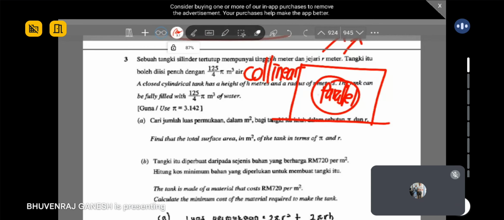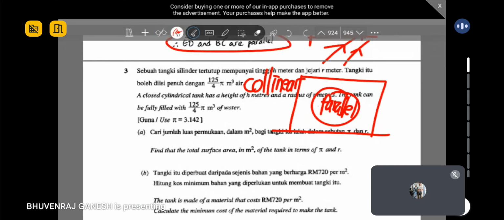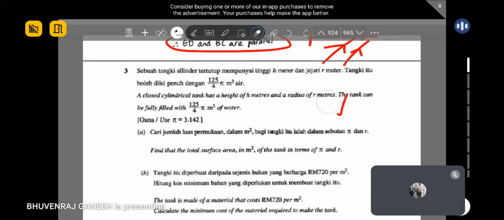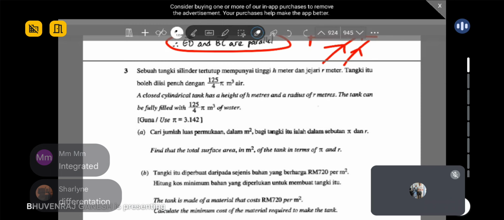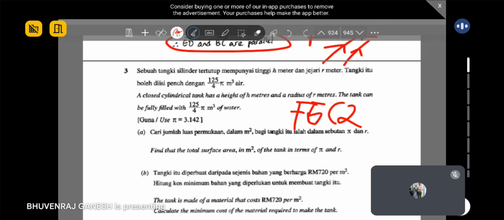Okay, all right. So we go to this question. What chapter is this, guys? May I know? This tests which chapter? Number 3. Think and see. Anyone? What chapter is this? Yes, very good, Charlene. Differentiation, guys. This is Form 5, Chapter 2. Why? I see the words minimum cost, guys. Whenever you see the word minimum, it is definitely differentiation.